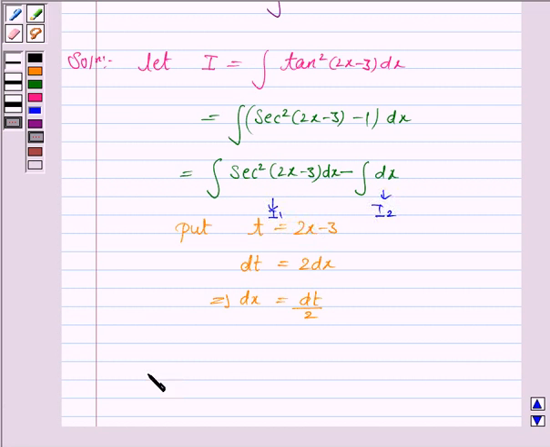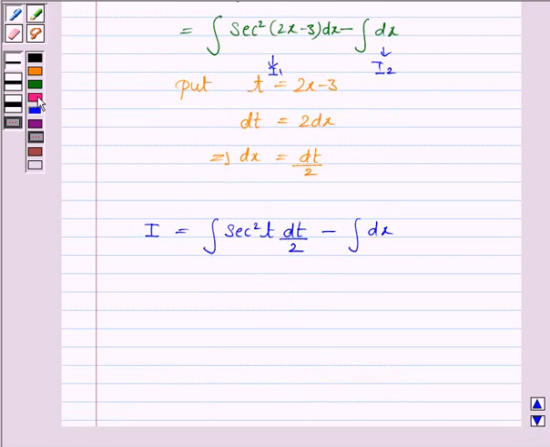So I becomes integral secant square t, and dx is dt by 2. So it is dt by 2 minus the integral dx. Again, this is equal to 1 by 2 into integral secant square t dt minus integral dx.